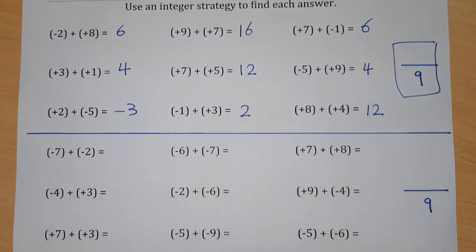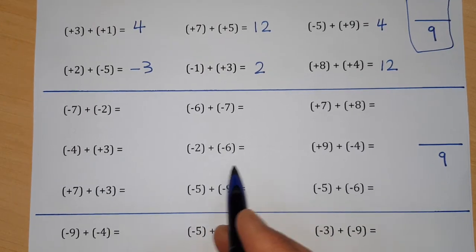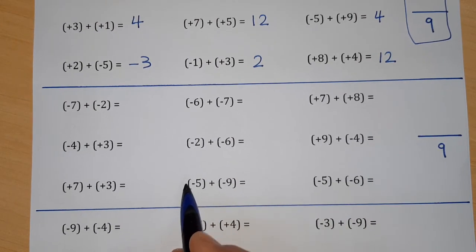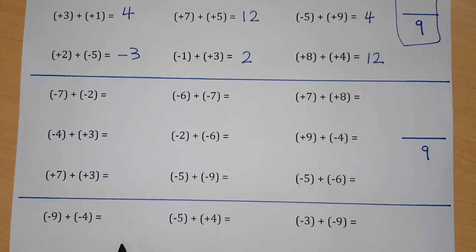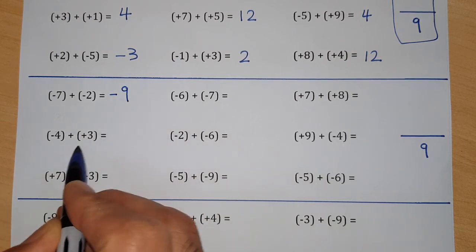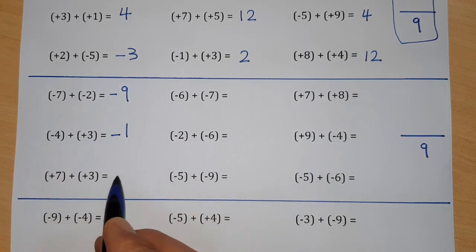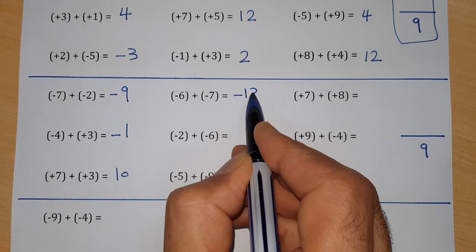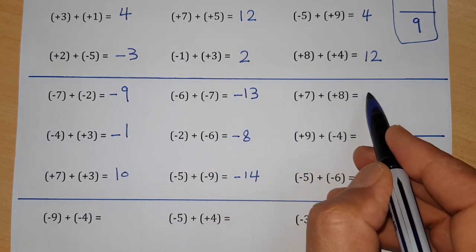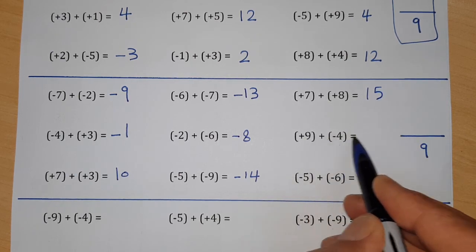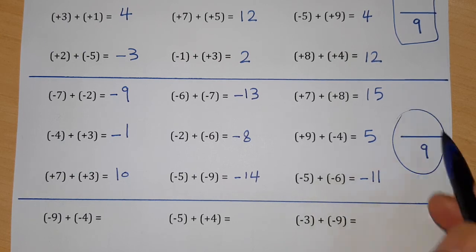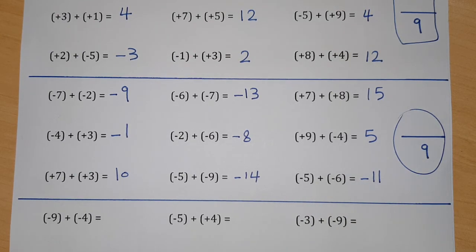The next set. Stop the video now and solve this set. The answer is negative 9, negative 1, 10, negative 13, negative 8, negative 14, 15, 5, negative 11. Now give a mark for yourself.